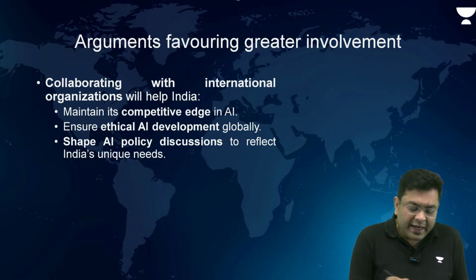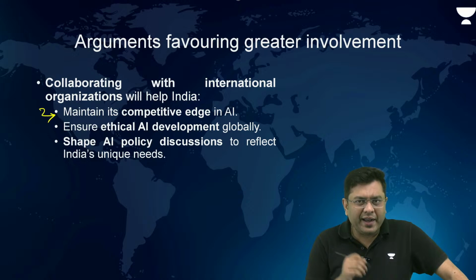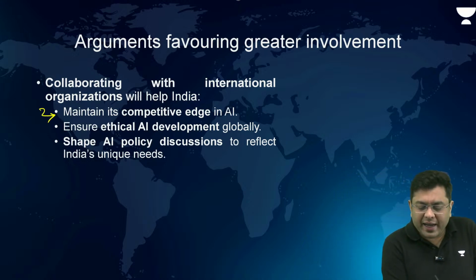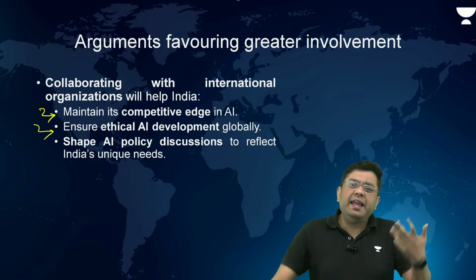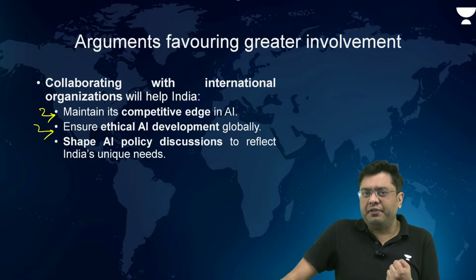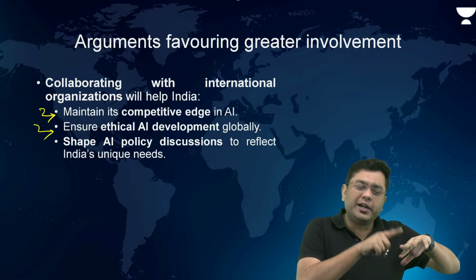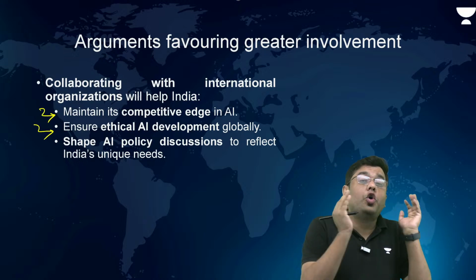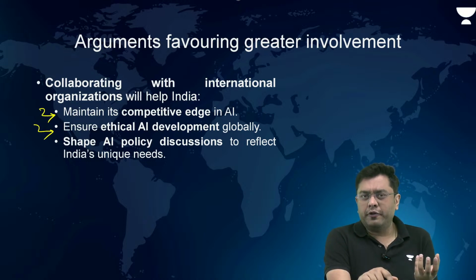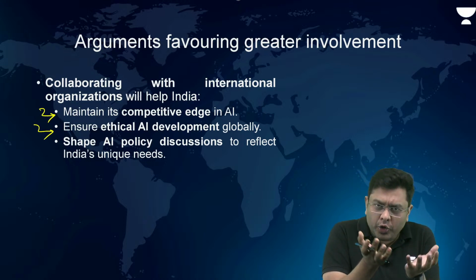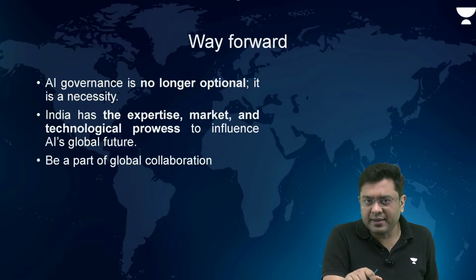How? It will help us maintain a competitive edge when it comes to AI, ensure ethical AI development, and also ensure that the AI policies and governance structures developed across the world keep in mind our economic, military, strategic, and technological requirements, and accordingly it is shaped. So that we are not exclusionary in the Global Committee of Nations, but inclusionary and very much part of the core of global AI governance.